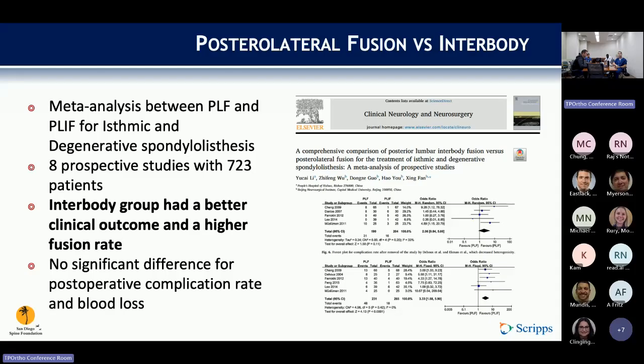Okay, so some studies looking at different types of fusion. This was a meta-analysis comparing posterior lumbar fusion and PLIF for isthmic and degenerative spondylolisthesis. It looked at 8 prospective studies with 723 patients. It showed the interbody group had better clinical outcome and a higher fusion rate compared to the non-interbody group, and there was no significant difference in postoperative complications or blood loss. That points us in the direction of using interbodies when indicated.